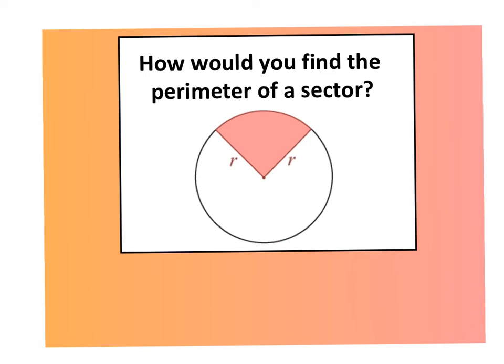Now we're looking at perimeter of a sector. So for perimeter of a sector, we're going to have this section of the circumference, and then we're going to add the 2 radii to get these 2 lengths as well.